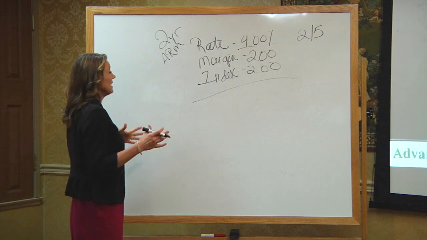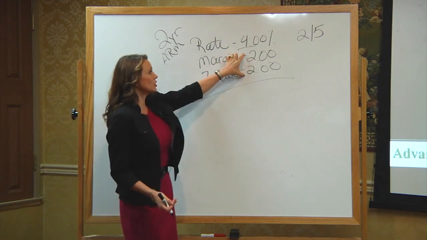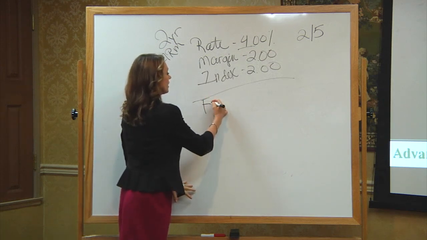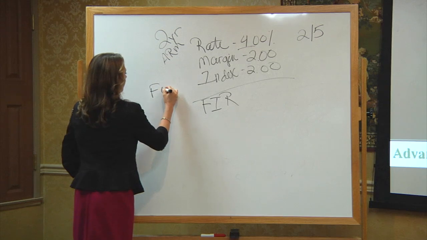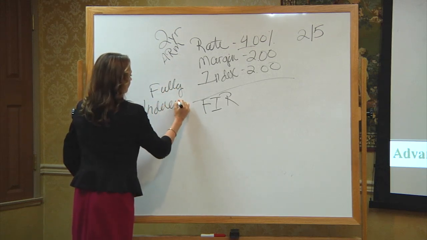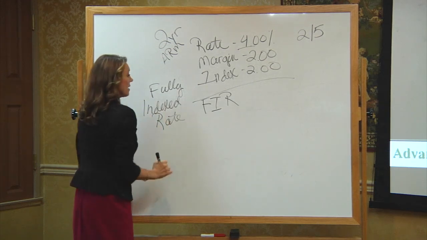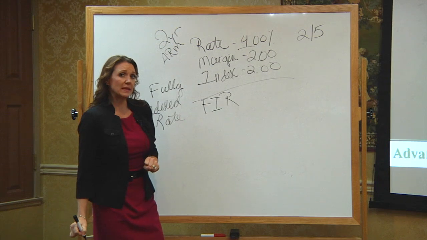Okay, now you are going to adjust to one of two things. The margin and the index added together, which equals your fully indexed rate. And I'll write that out for you. Fully indexed rate. Okay? The fully indexed rate is what you get when you add the margin and the index together.